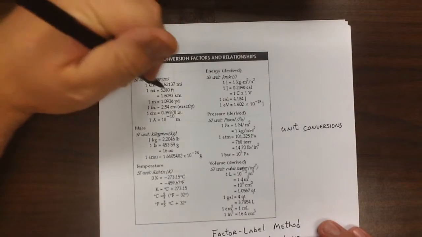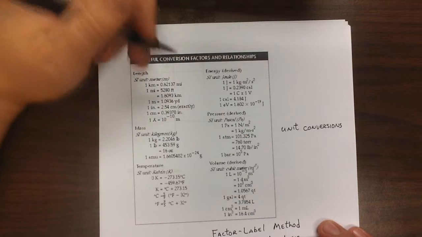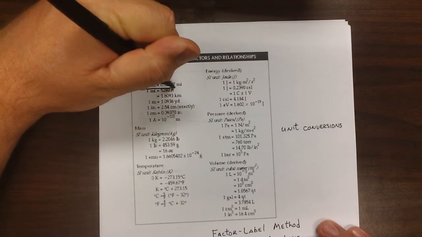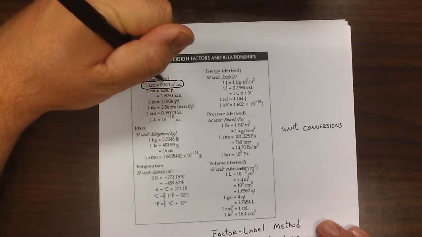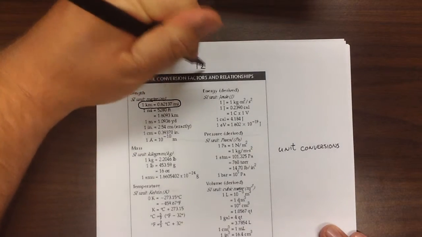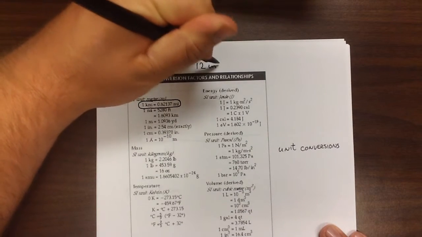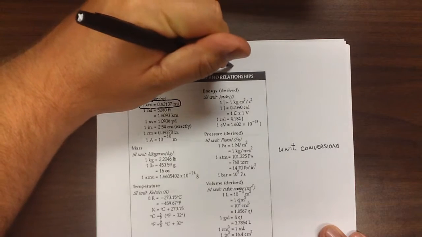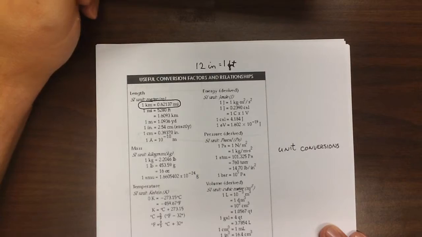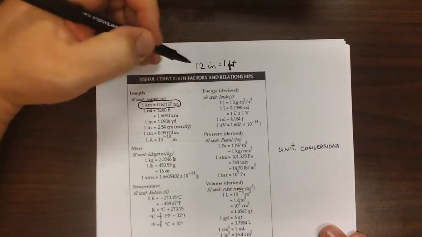So if we look right here, the very first conversion factor is 1 kilometer equals 0.6137 miles. That's a conversion factor. Another conversion factor that you might know off the top of your head is that there are 12 inches in 1 foot. 12 inches in 1 foot is a conversion factor.